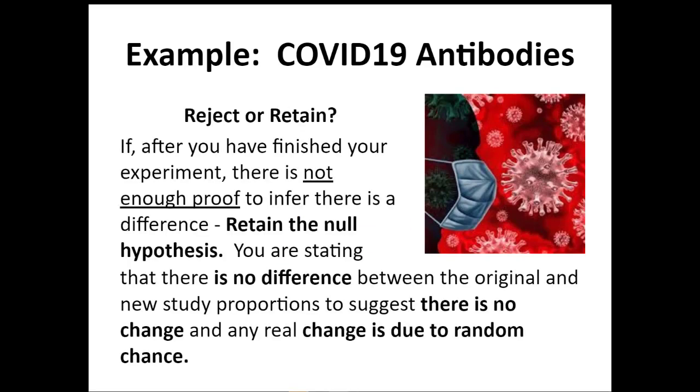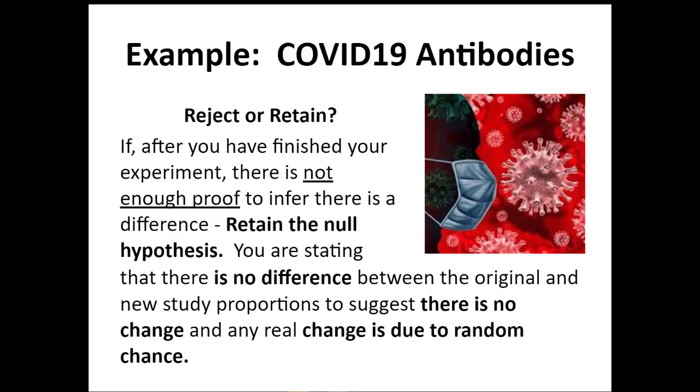Once you've written your null and alternate hypotheses and you go through the study, there's a couple things that can happen at the end of the study. If, after you've finished your experiment, there is not enough proof to infer that there is a difference, then you're going to assume that your null hypothesis is the truth, and you're going to keep your null hypothesis. A way to say this is retain the null hypothesis.